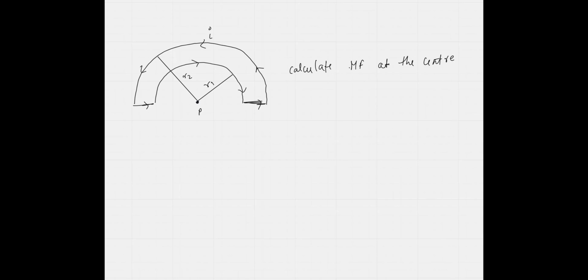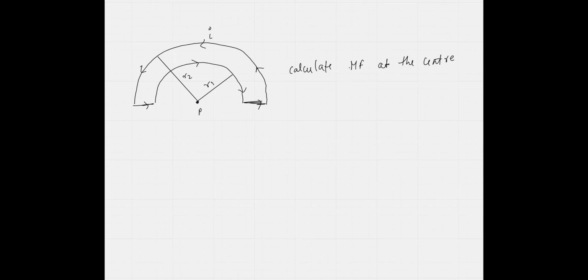Sir, is it mu naught I by 4 into 1 by r1 plus 1 by r2? How much have you got? Mu naught I by 4 into 1 by r1 plus 1 by r2. Kirtana, can you repeat the answer once? Mu naught I by 4 into 1 by r1 plus 1 by r2.